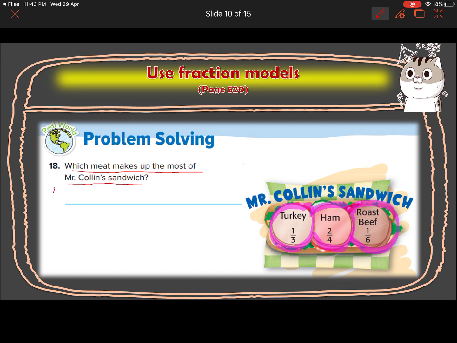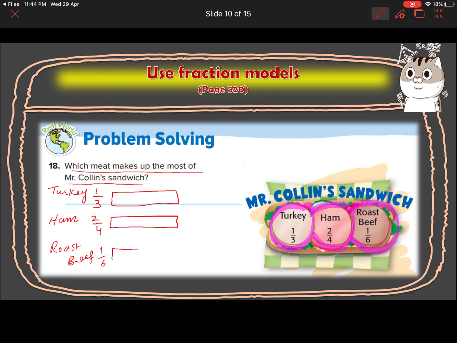So let's see. I will draw the fraction bars here. For turkey 1/3, I draw a fraction bar here. For ham 2 over 4, I draw another fraction bar here which is equal in size, and roast beef which is 1 over 6, I will draw it to make it equal.